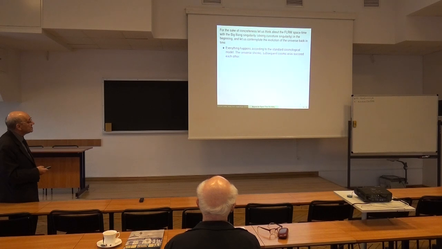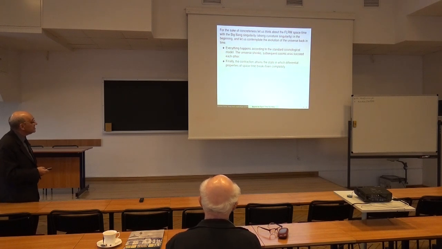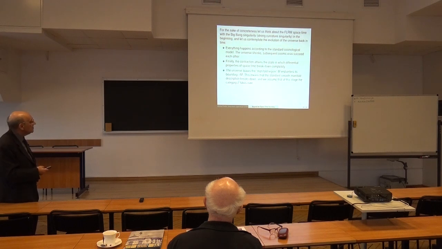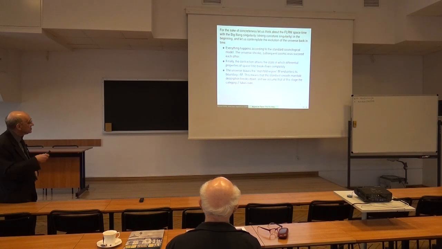The universe shrinks, subsequent cosmic eras succeed each other. Finally, the contraction attains the state in which differential properties of space-time start to break and then break completely. The universe leaves the manifold region M and enters its boundary. This means that the standard smooth manifold description breaks down, and we assume that at this stage the category E takes over. This is a tricky point, and in the appendix I try to describe in a more detailed way how this process of changing from the differential manifold to the category E could look like, but now I must jump over that.